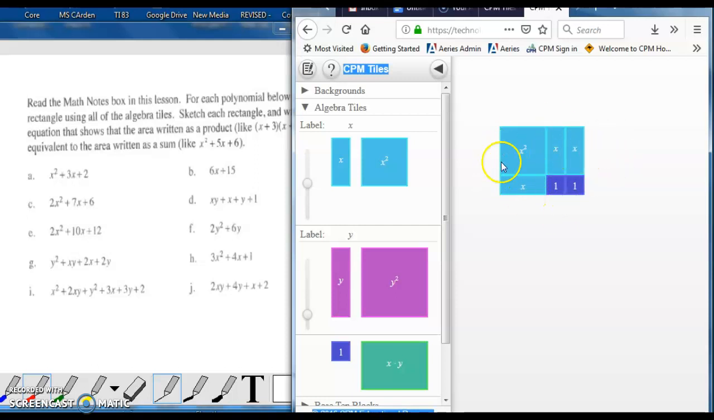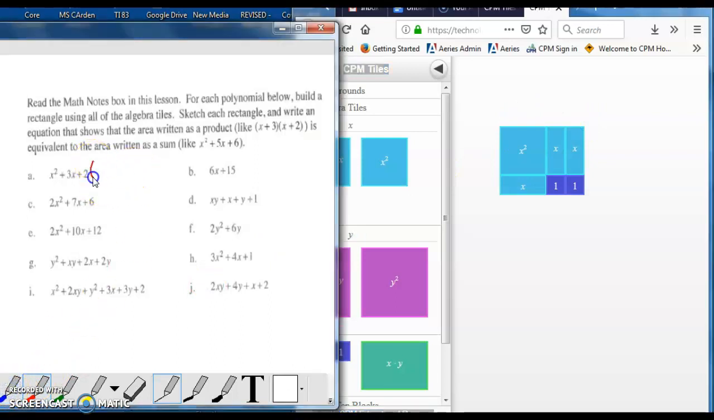So here's a lovely rectangle. So notice that this would be an x, and then a 1 and a 1. So this right here would be an x plus 2. So the top would be x plus 2. And then over here would again be an x and then plus 1. So here would be x plus 1. So we have a rectangle.